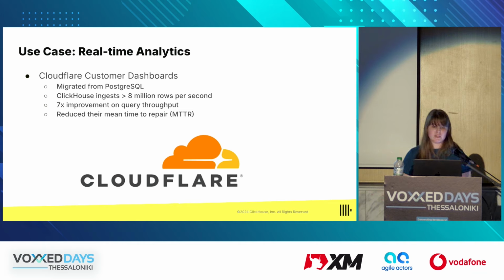So Cloudflare specifically migrated from PostgreSQL, which again does not mean they migrated their entire workload off Postgres. I'm sure they're still using it for the key transactional capabilities it's great for. But basically, ClickHouse can ingest about 8 million rows per second for them. It had a 7 times improvement on query throughput, and it reduced their mean time to repair, which basically means the mean time to fix something that's going wrong because you actually know it's going wrong right now versus 5 minutes later, et cetera. Significantly down, which is good because this is what they were using for their customer dashboards.